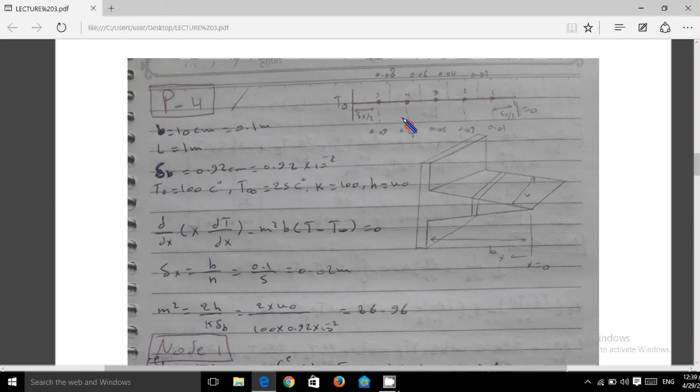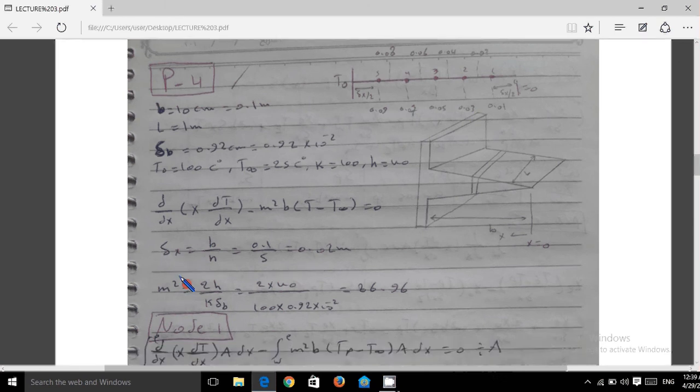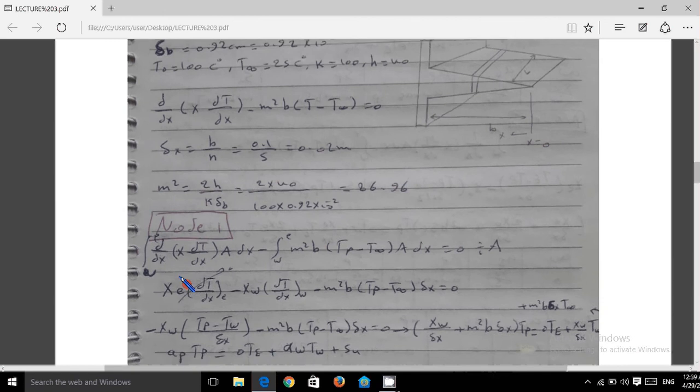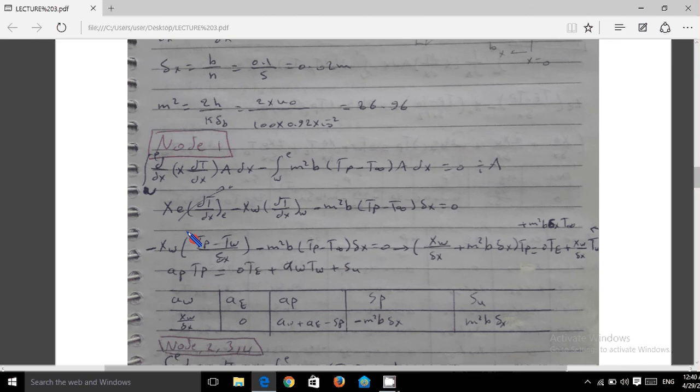So I will start to integrate the equation that he gave me. This is m squared. I will find it from the relation he gave me, h over k delta b, and it's equal to 86.96. First, I will find node 1.